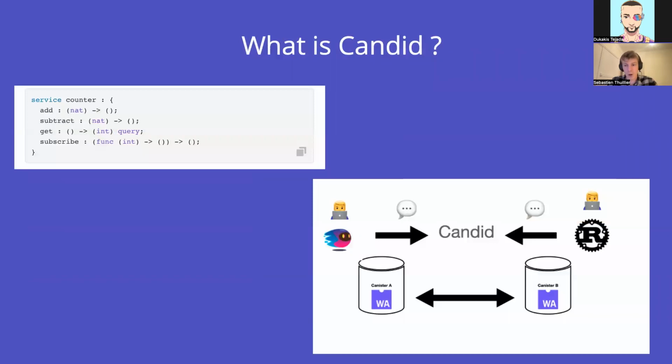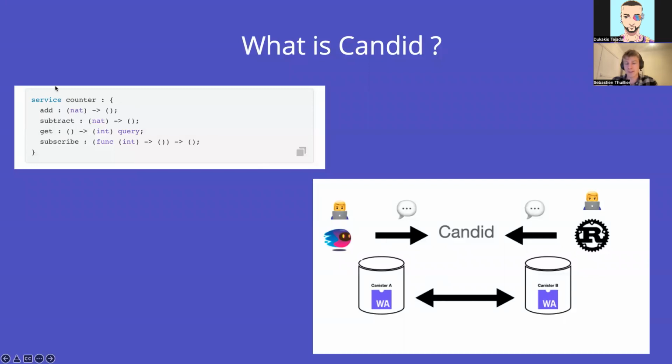Candid is basically the language of the internet computer. So many developers, as you can see on the right picture, can develop using Motoko or Rust, but they need a way to talk to each other. Otherwise, if there was no Candid, we wouldn't be able to talk using Motoko to a Rust canister and the other way around, which would be really bad, of course. So Candid is the language of the internet computer, and it's used to describe interfaces.